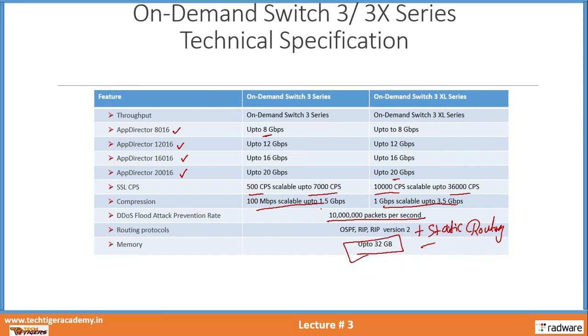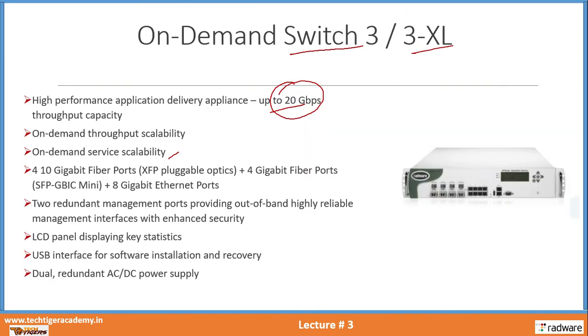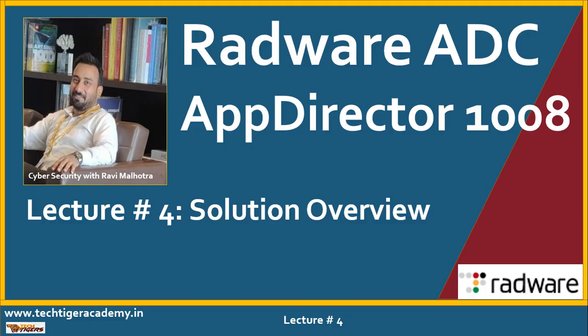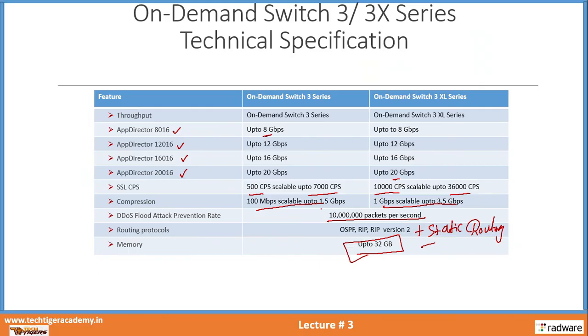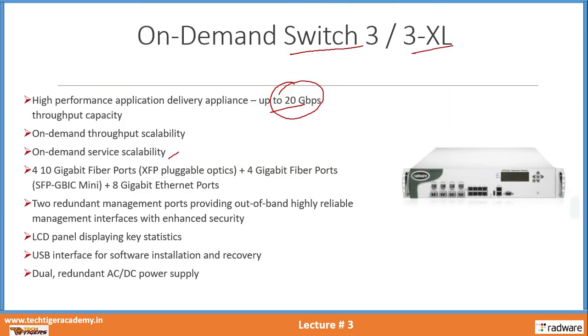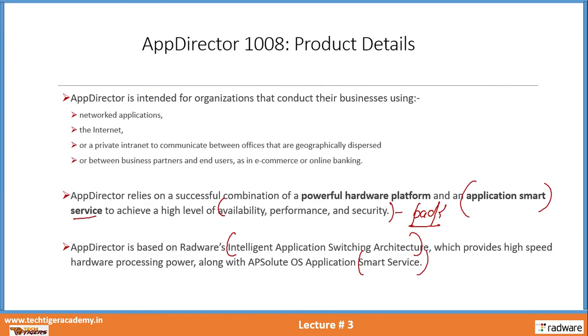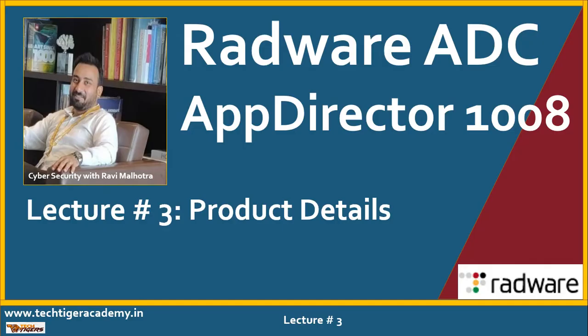Right. So that's all, guys. That's all about the on-demand switch 3 and 3XL series. That was the last slide of lecture number 3. Thank you so much, guys. This was all about the product details only. We only discussed the different features and different modules available in the product.